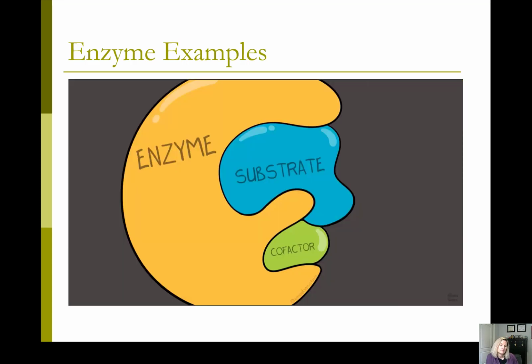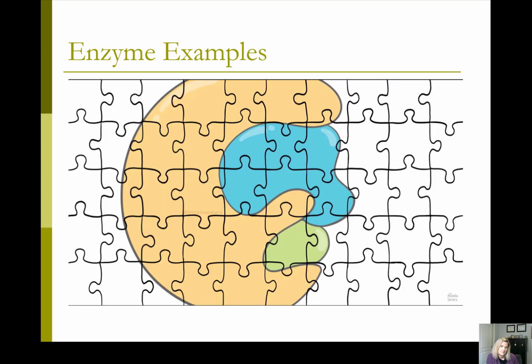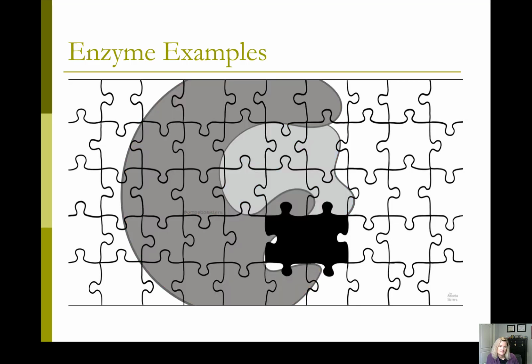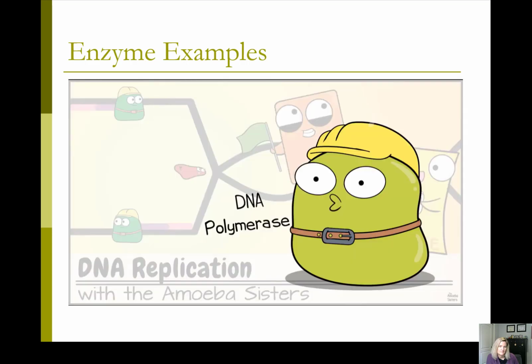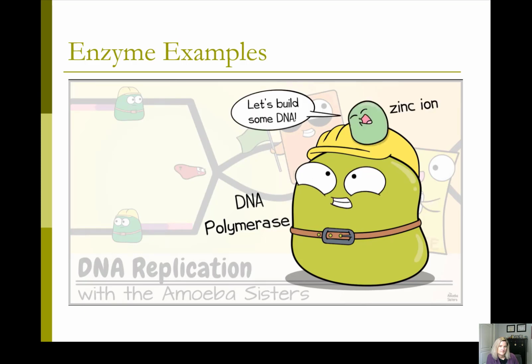A cofactor or coenzyme may sit in this active site here. It helps the bonding of the enzyme and substrate so that it can work at its best, and sometimes it won't even work at all without them. An example of a cofactor or coenzyme? You know when we've mentioned DNA polymerase, an enzyme in DNA replication? It often has a zinc ion as a cofactor to help.